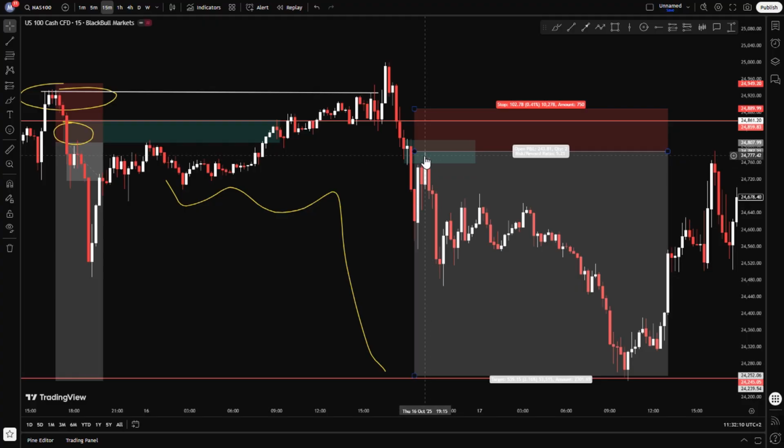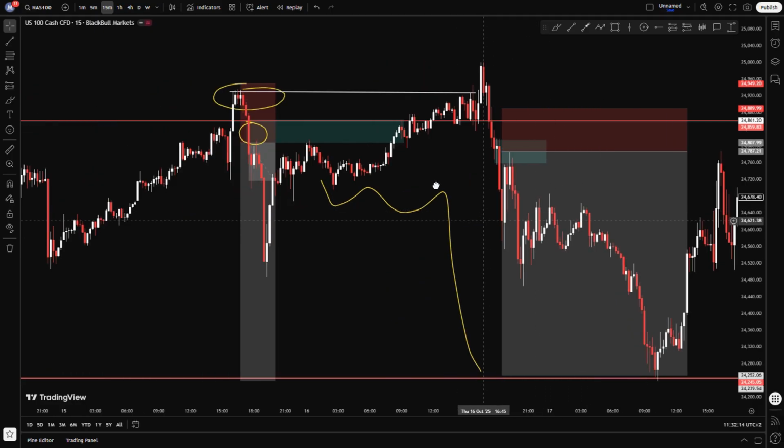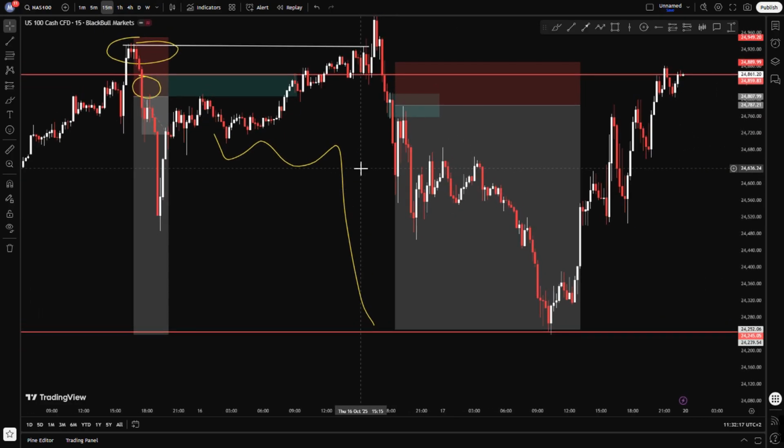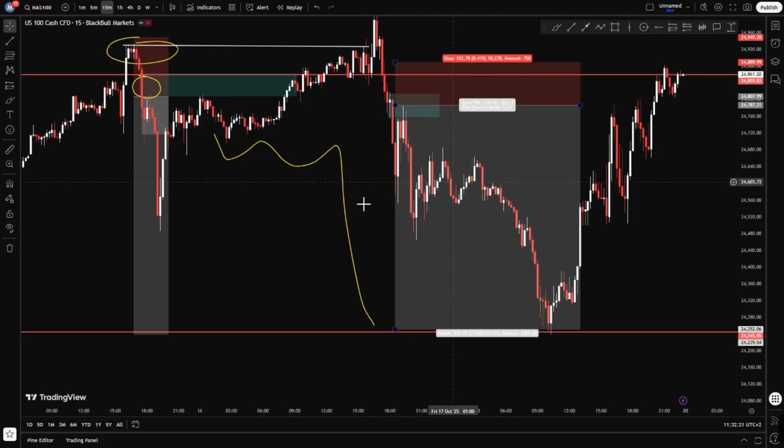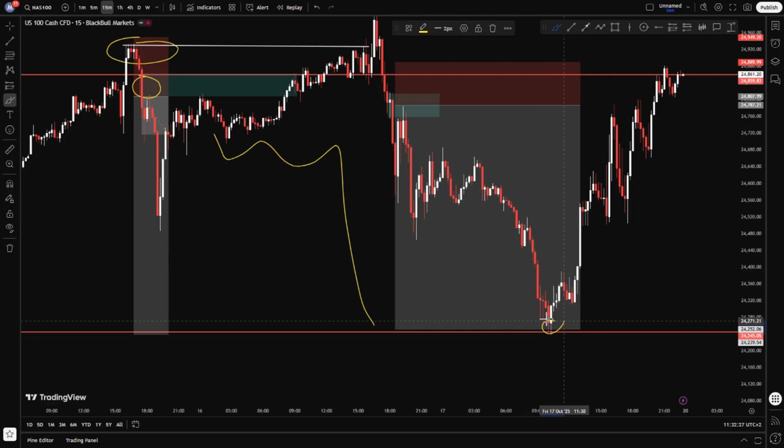And then what happened? You see, price started dropping right here, and then look at this. Price dropped nicely until what? Until it hit our target right here. Okay, this was our target all along. This was our target, but now this is what happened.